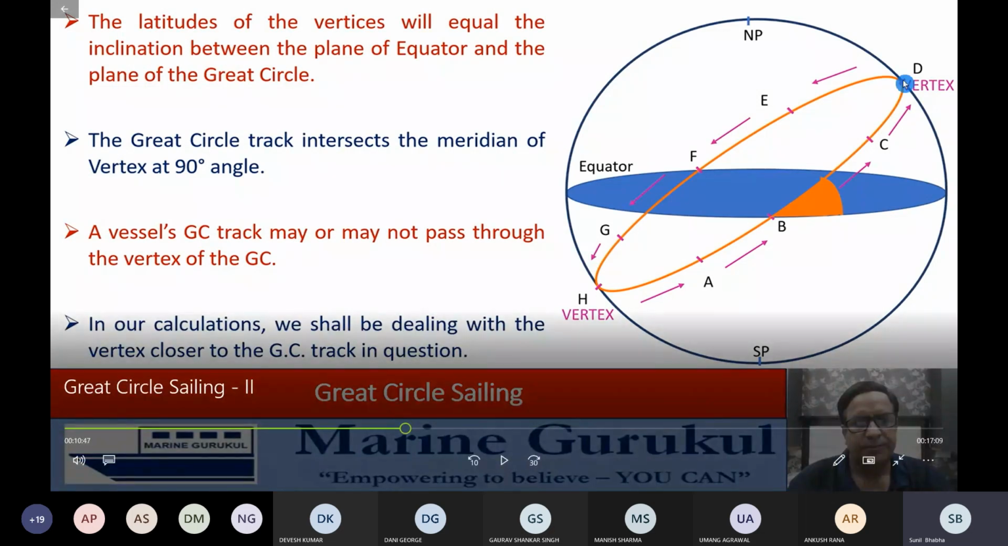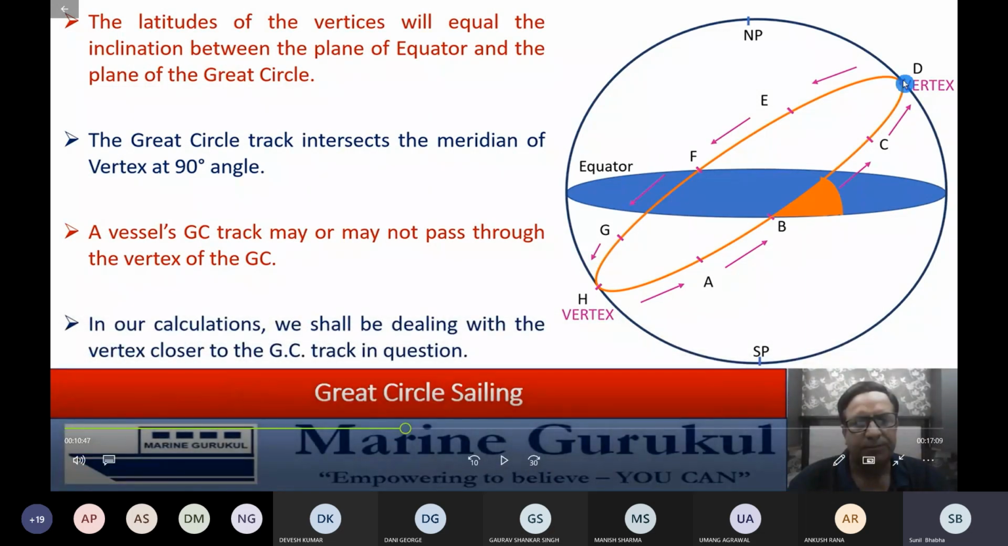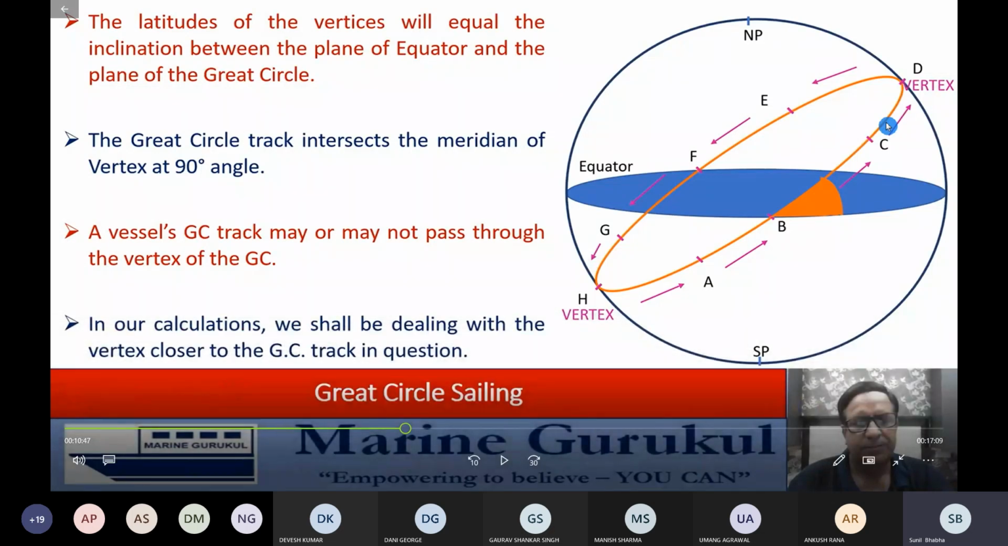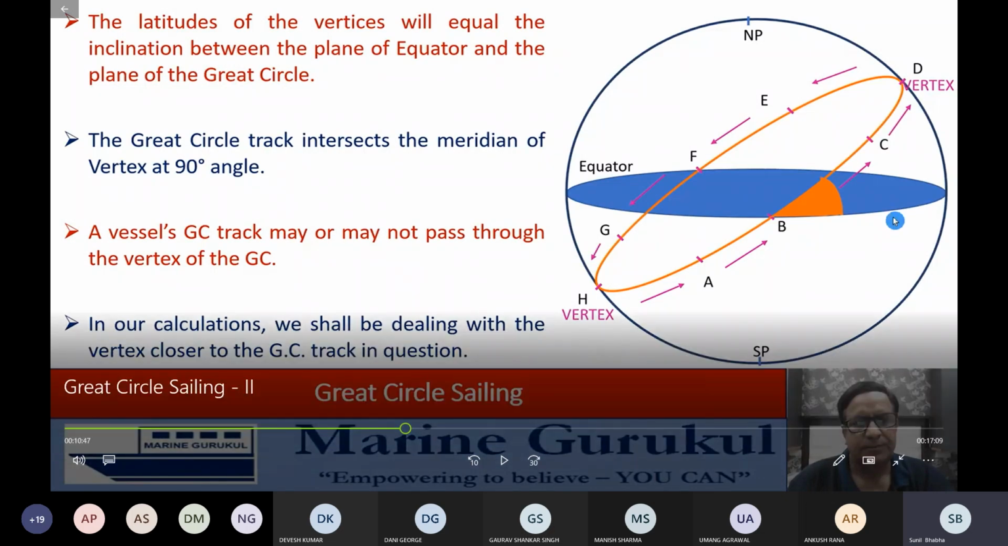So beta, is this point also clear? That when you are moving on a certain portion of the great circle track, it is possible the vertex may lie in between your initial and final positions, or there is a possibility it may lie outside your initial and final positions. Yes, sir. So is that clear, beta?